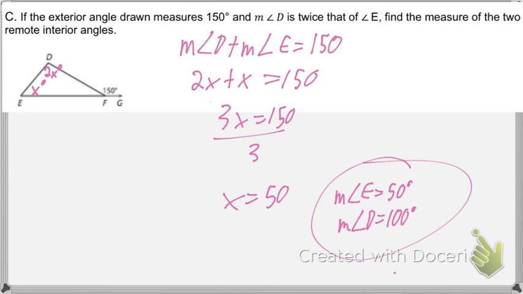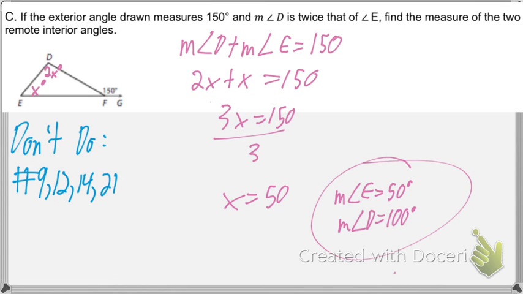Okay, does anyone have any questions on this? I do not. No. Don't do numbers 9, 12, 14, 21, 23, 24, 26, 28, and 31. If you missed those, they are on the bottom left of the board.